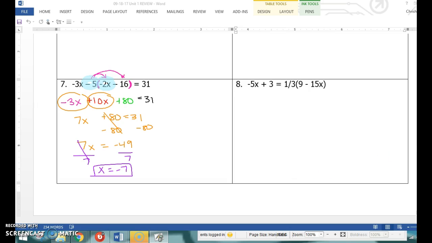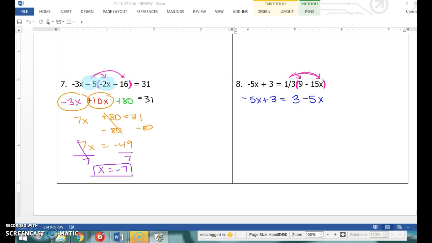You know, there's something we haven't had yet. I think this is it. Okay, on the right side, we have a 1/3 that we're going to need to distribute. How do I know it needs to be distributed? I see a number out front of my parentheses. Distribution is multiplication. So I have 1/3 of 9, which is 3, and 1/3 of negative 15, which is negative 5x.